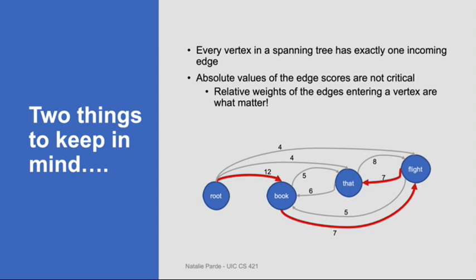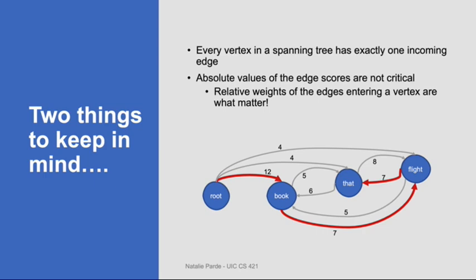When constructing your maximum spanning tree, there are 2 things that you should keep in mind. First, every vertex in your spanning tree, aside from the root node, should have exactly 1 incoming edge, and you can see that that's the case in the spanning tree shown in red here. That's because a given dependent can only have 1 head.